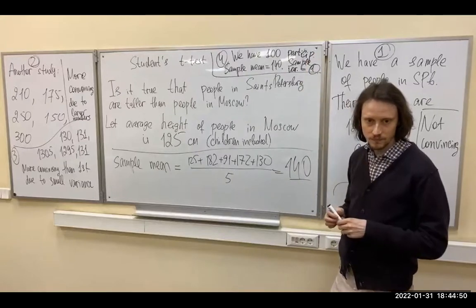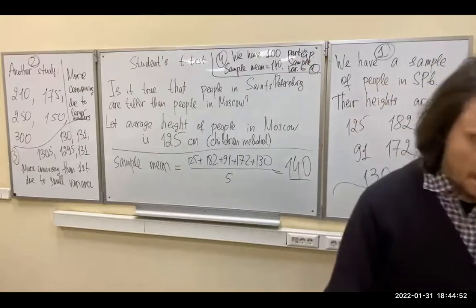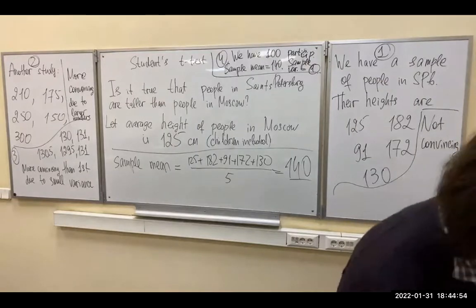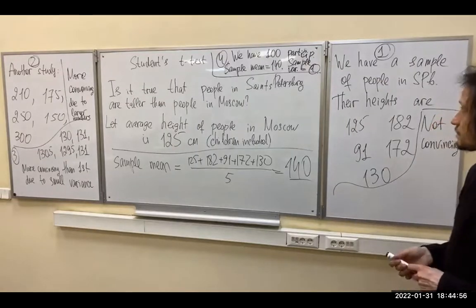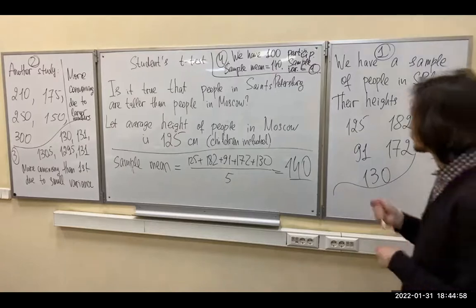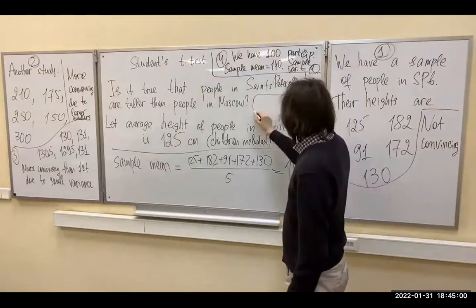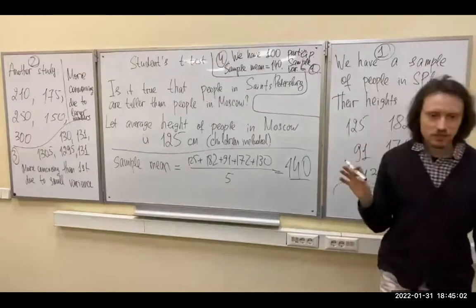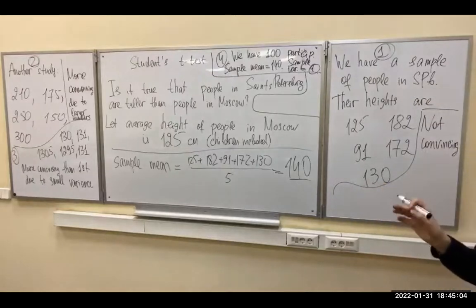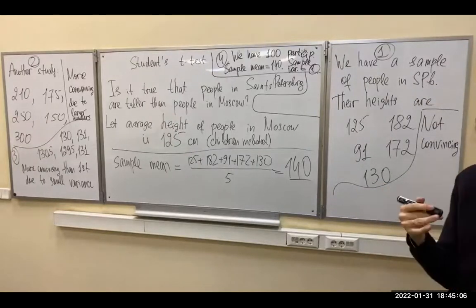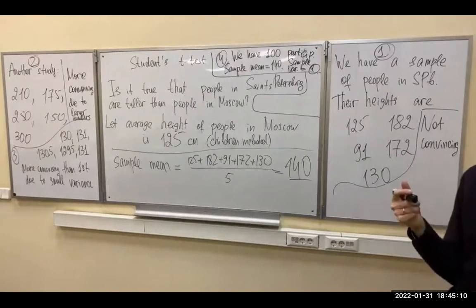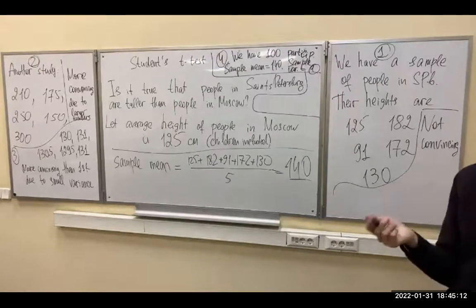I think the new is more convincing because the sample is larger, but maybe it isn't large enough still. Okay, I'm not asking yet what is large enough. My current goal is to understand which is more convincing and less convincing.